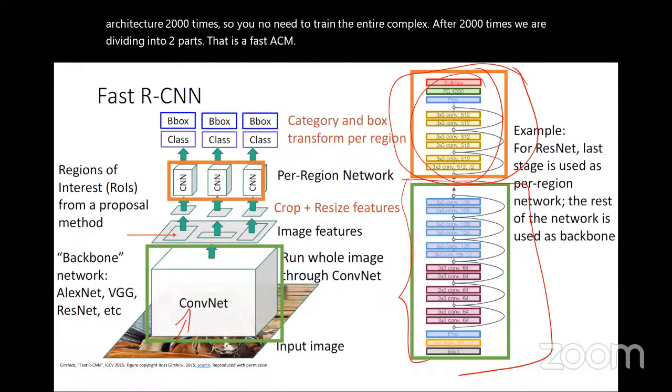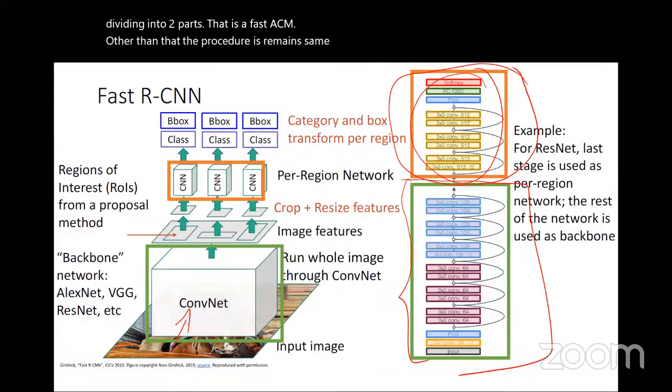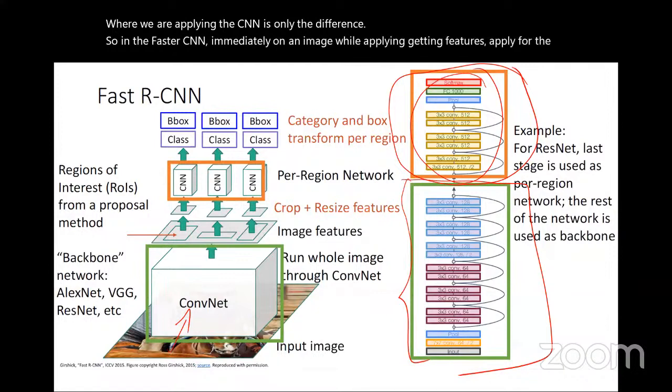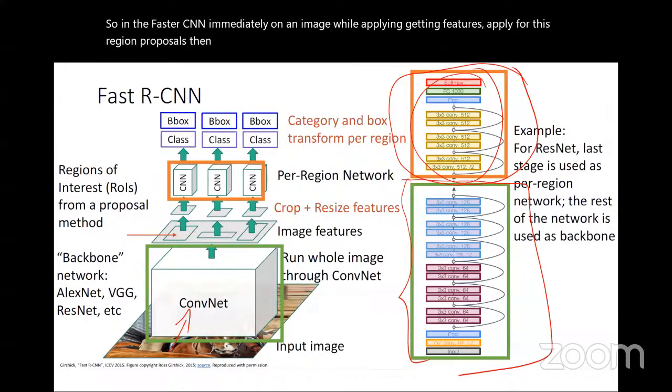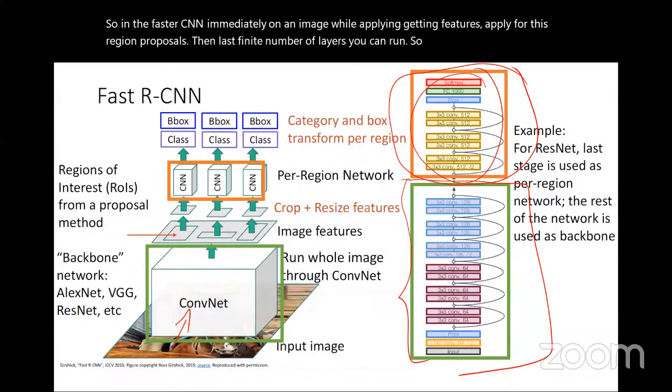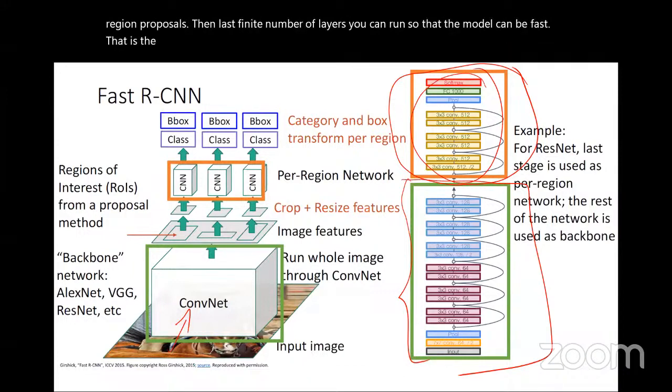Other than that, the procedure remains the same. Only where we apply the CNN is the difference. So in Fast RCNN, we immediately apply the CNN on the image, get features, apply the region proposals, then run only the last finite number of layers so that the model can be fast. That is the difference.